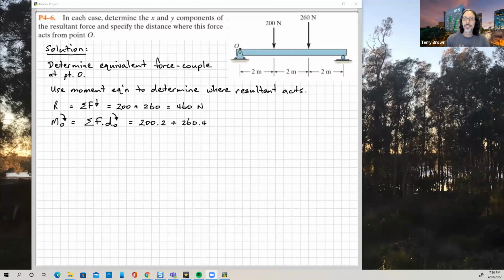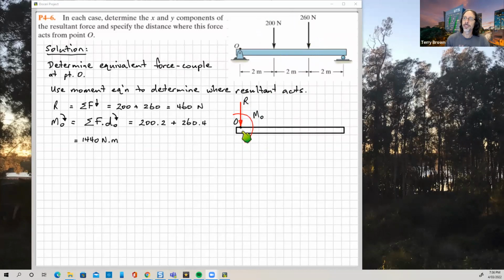And then plus 260 times 4. And we get a total net moment of 1,440 Newton meters. All right, so we can represent that on a diagram. So we can show our resultant force R there, and a moment M subscript 0 at the location 0 that we've identified. Okay, so what we have here is that this is equivalent to this loading.